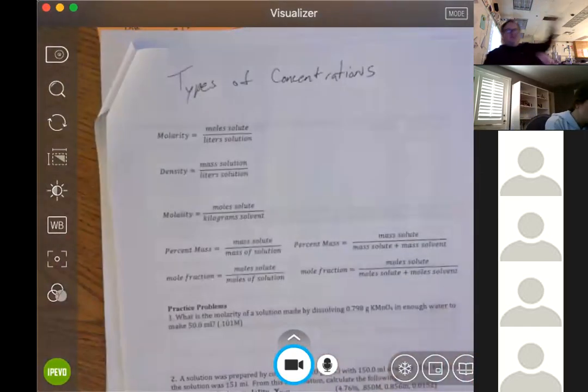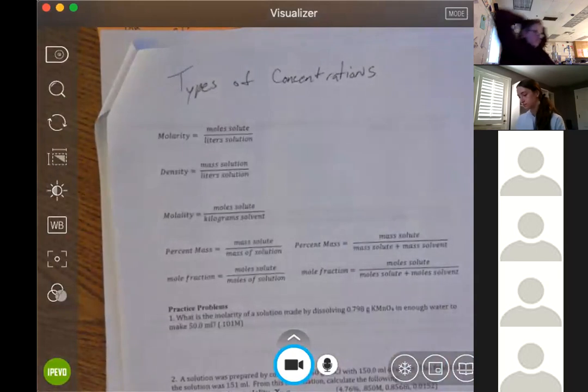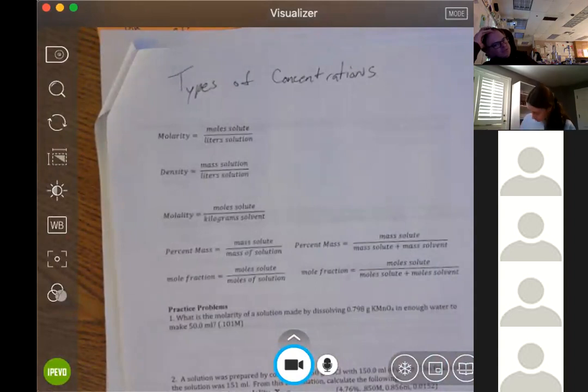So this has a bunch of different types of concentrations. Before the end of this unit, I think you'll realize why molarity is a chemist's favorite. But density is the mass per liter, or mass per unit volume.